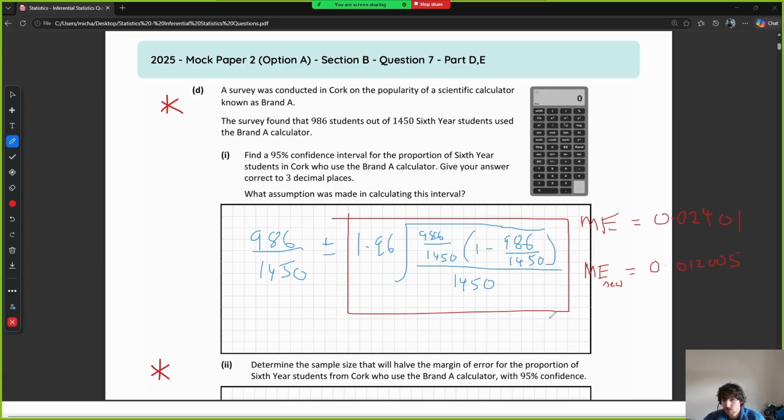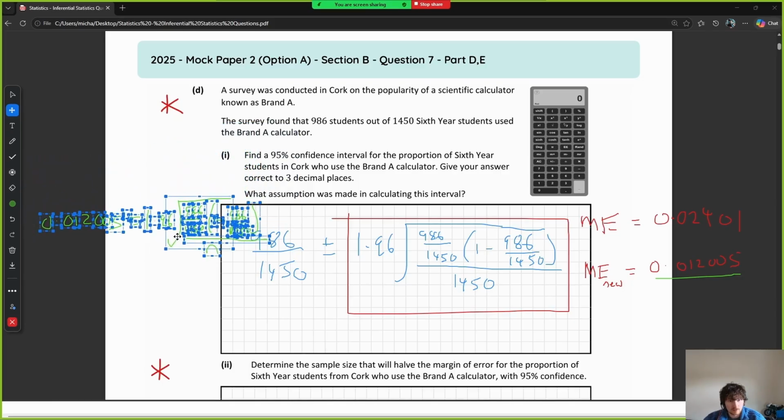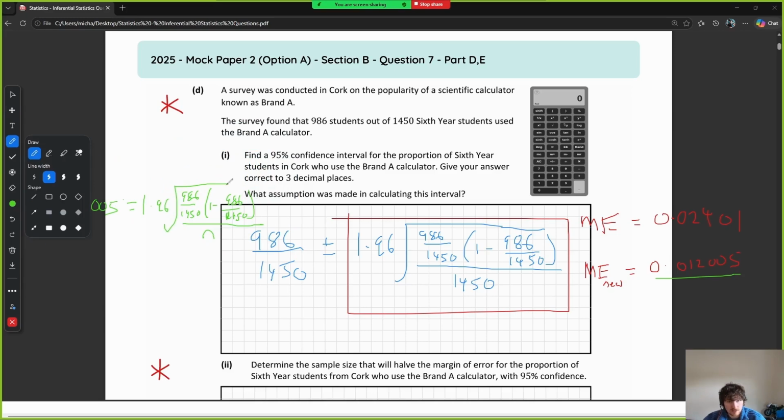12005, right? So then you just work out what n is as an unknown. So what we'll do here is set this equal to what this is here. So 0.012005 equals the 1.96 square root, the p hat, which is 986 over 1450, over an unknown n. I kind of ran out of room, but you get the point. Let me move that down so people can see it, because some people won't have realized that n just has to get 4 times bigger.